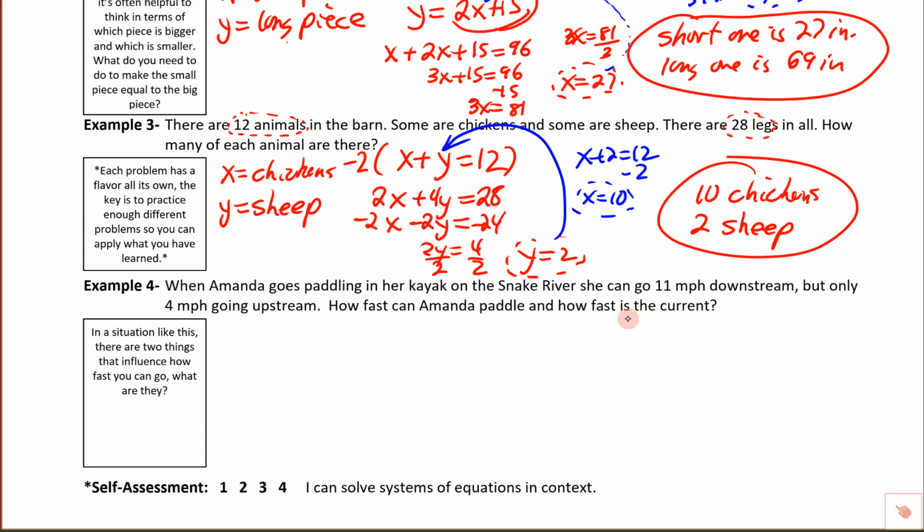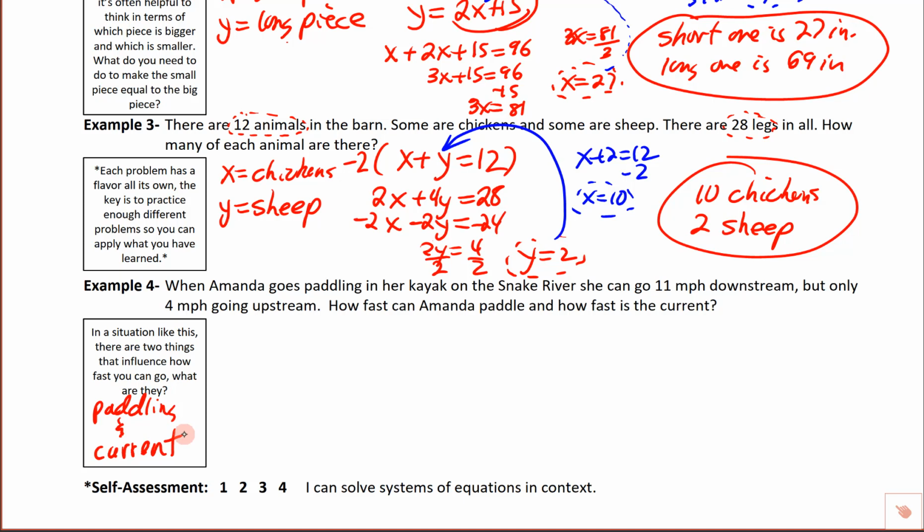So when you're doing a problem like this, you've got to keep a few things in mind, and that is what influences how fast you can go when you're in a river that's moving. Well, if you're in a boat, the speed of the boat, or in this case the paddling, is going to have one impact on how fast you're going, but also whether you're going upstream or downstream and how fast the current is. So in this case, I'm going to write down the paddling and the current.